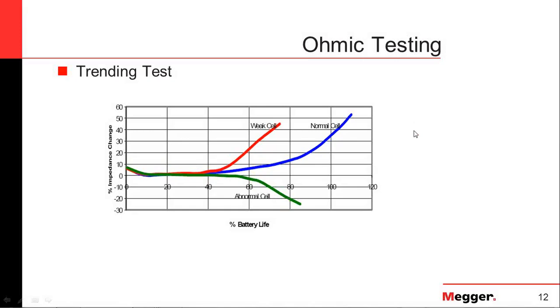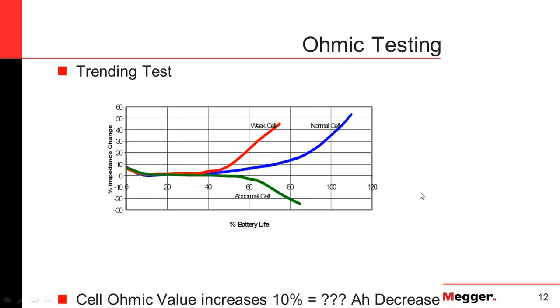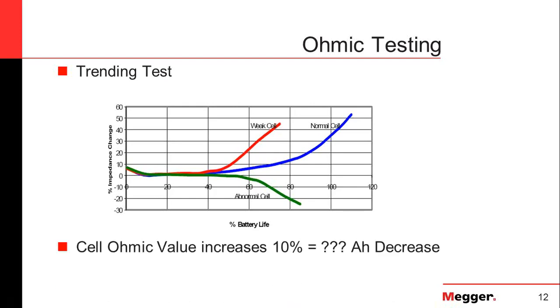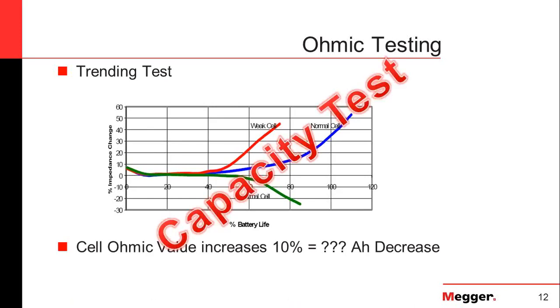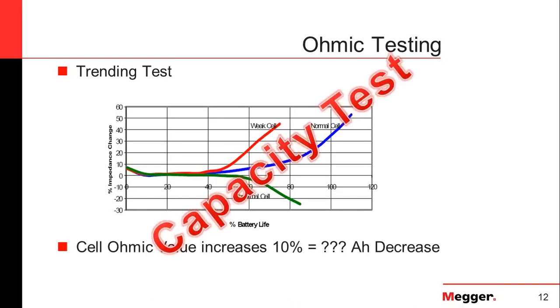Now, I mentioned that this type of test, it's a trending test. As my ohmic value goes up, my capacity goes down. But if I have an ohmic value that increases 10%, I know that my amp hour rate decreased, but I don't know to what degree. So the only solution to this problem is to do a capacity test.